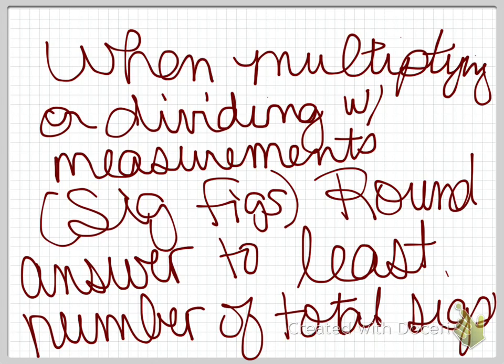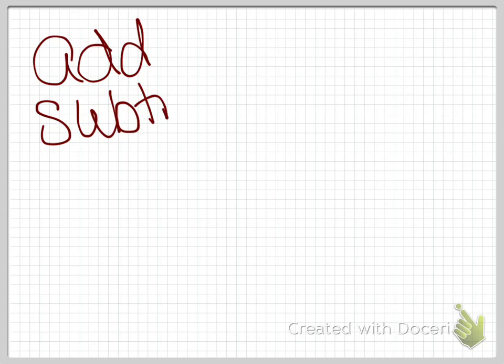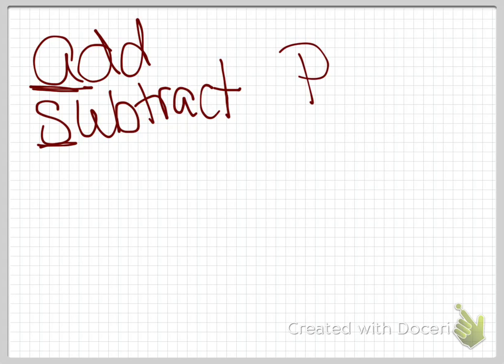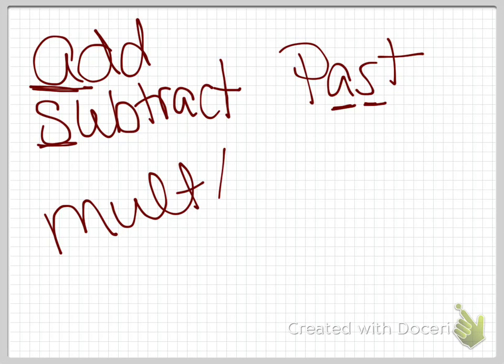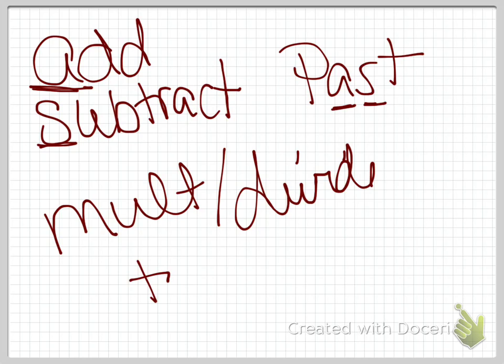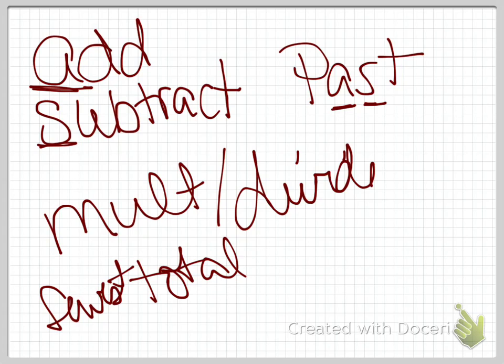With adding and subtracting, I'm going to rehash this again. When you add or subtract, there's the A and the S. You look past the decimal to round. Add or subtract, you look past the decimal and round your answer to the fewest places past the decimal. When you multiply or divide, you don't even look at the decimal. You round it to the fewest total digits.